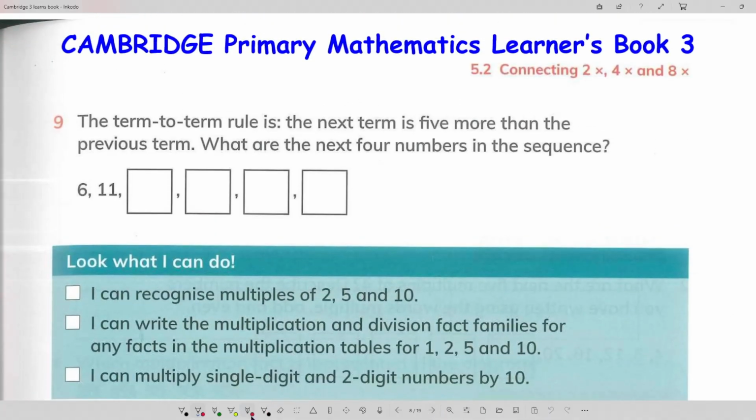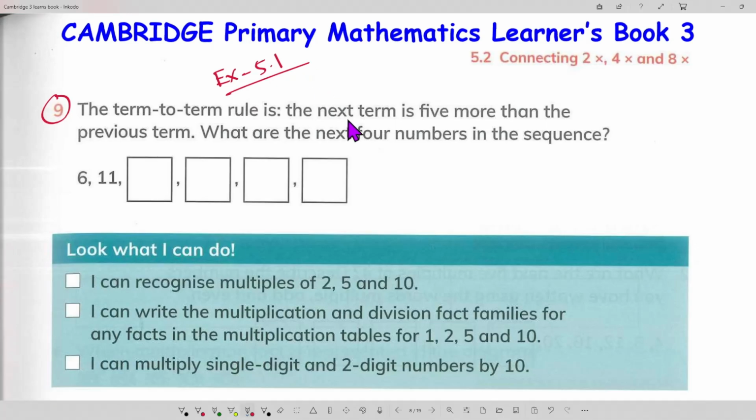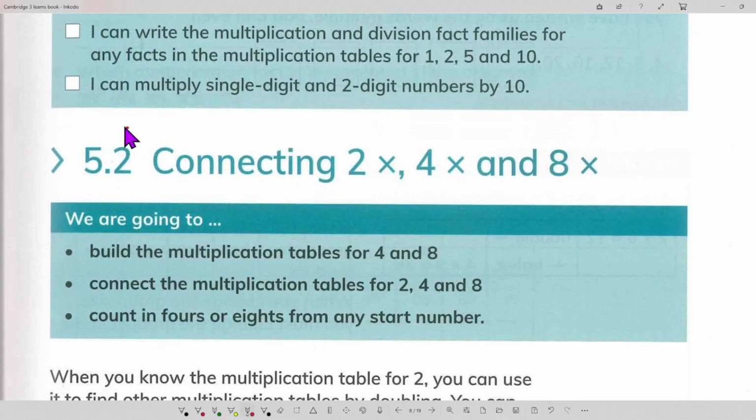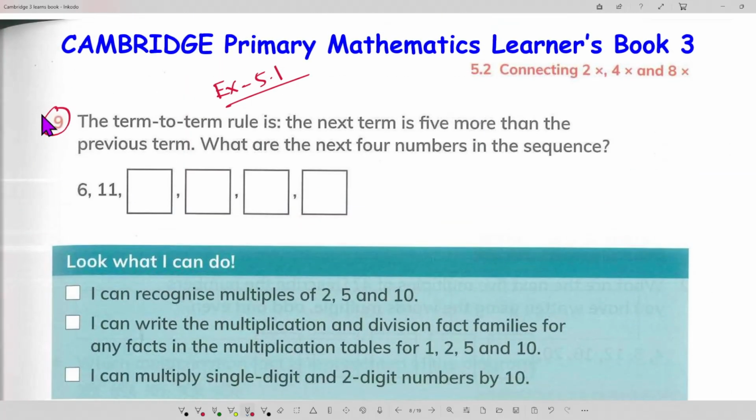Number 9, and today's last question. It is the Exercise 5.1 last question. Next video we will start from 5.2. So here it is mentioned the term-to-term rule is the next term is 5 more than the previous term. What are the next 4 numbers in the sequence?